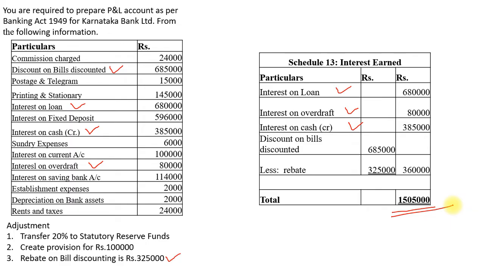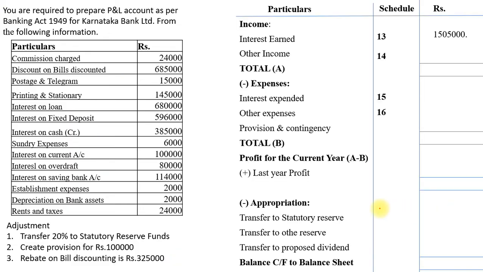And so very simple. Under the schedule, we only have to note down all the interest that the bank will get along with bill discount less rebate. That's the only thing you have to remember. Number one. So now once we get this total in the working note of interest earned, now we can post this 15 lakh 5,000 in our actual format. So in the actual format, we will write interest earned under schedule 13, 15 lakh 5,000. So we have posted that. Okay, that is schedule number 13.